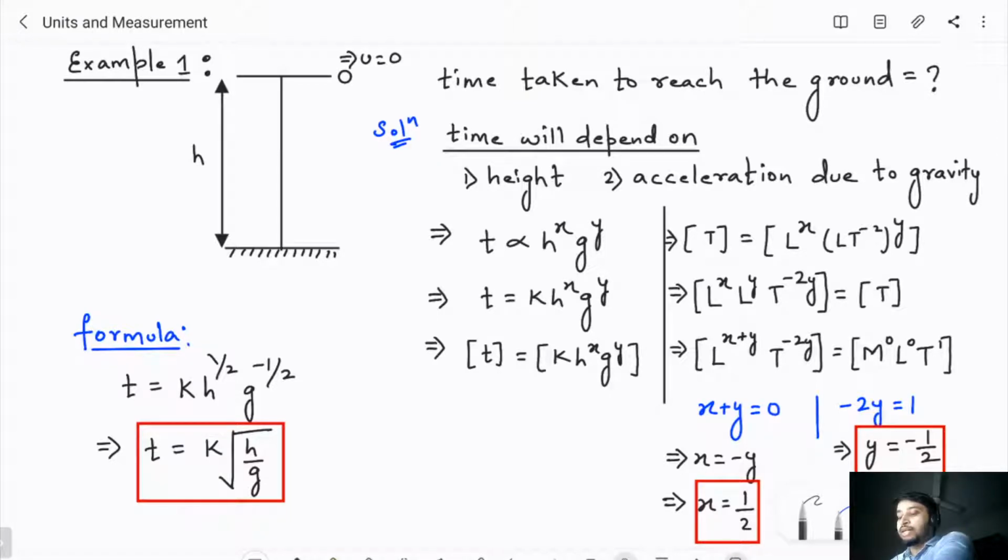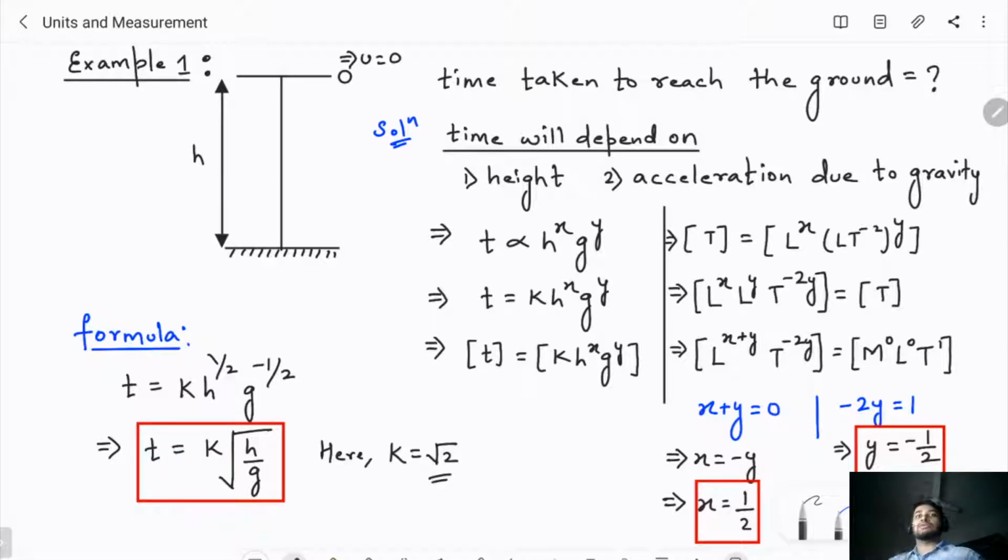We cannot find the value of the constant. If we find the constant value with the help of the equation of motion, that is s equal to ut plus half at square, it comes out to be root 2. So in the actual formula, k will be equal to root 2, which we cannot find with the help of dimensional analysis.